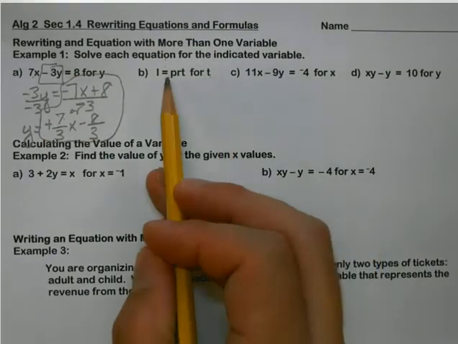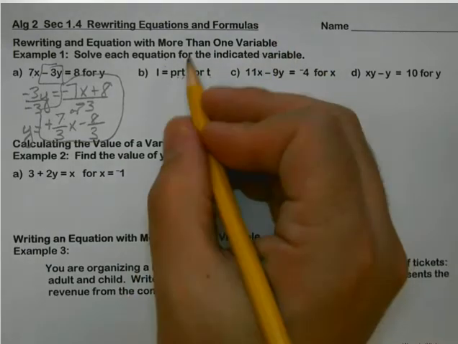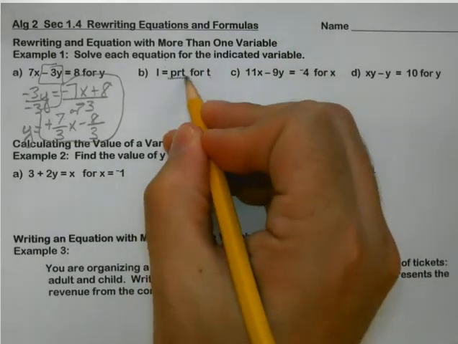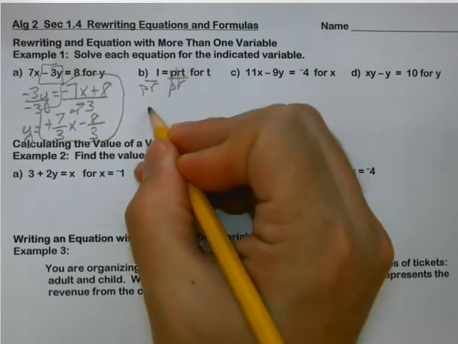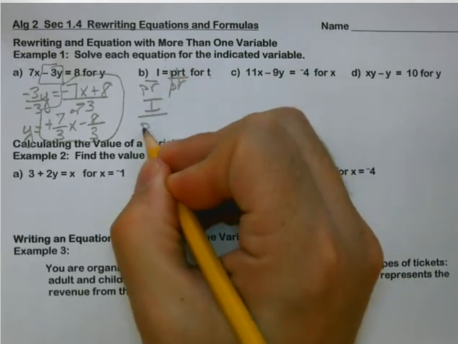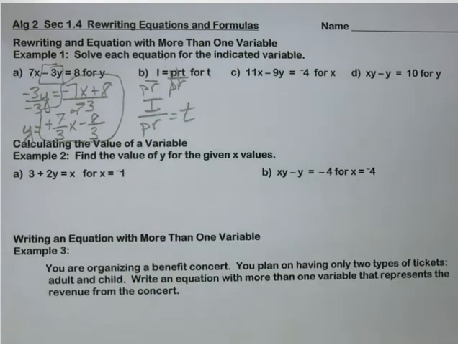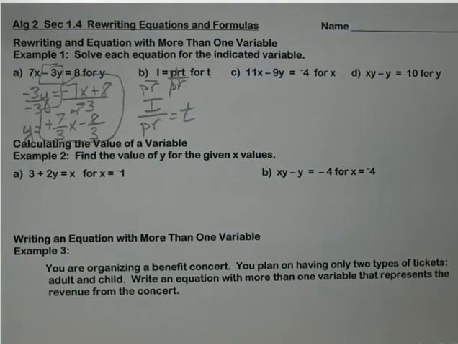Solving for time. I'm multiplying all these together. What's the opposite or the inverse of multiplying? Well, it's dividing. So we'll divide both sides by the p and the r. You'll notice that most of these don't take that long, but always look to see what you're working with.